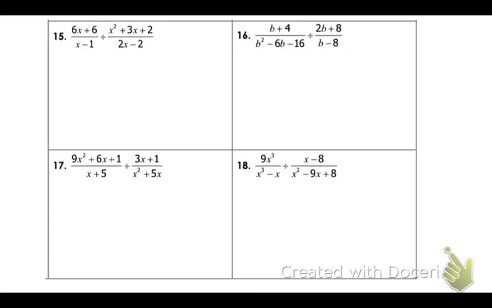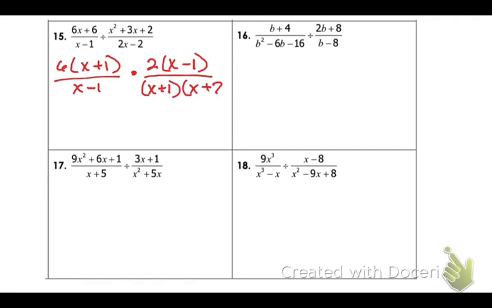Alright, let me go over some of these. I'm trying to find some of the medium or difficult ones for you guys. Let's do 15 and 17. Alright, so 15, you're going to factor out a 6. Leave the x minus 1. Remember, keep, change, flip. Factor out a 2, and then find the factors. And then you guys can cancel from here. Okay, so I'm just setting a lot of these up for you guys.